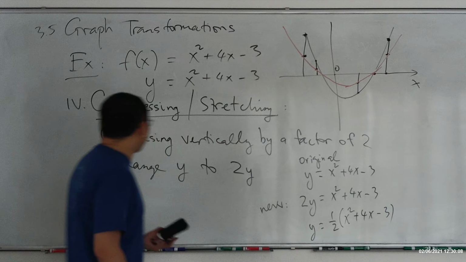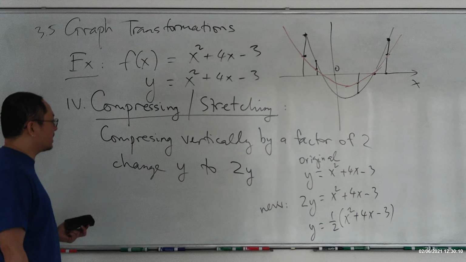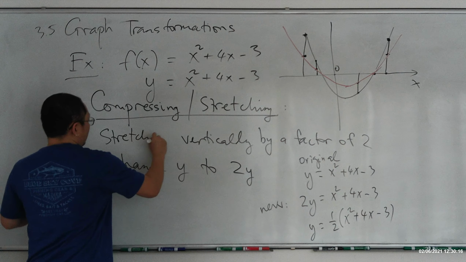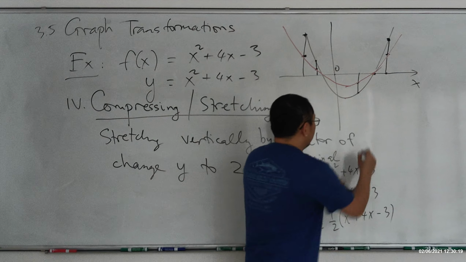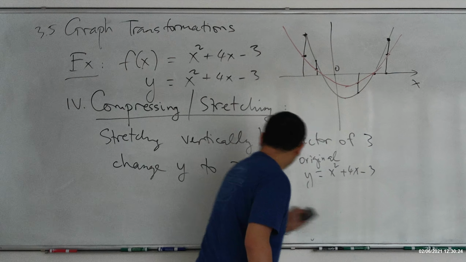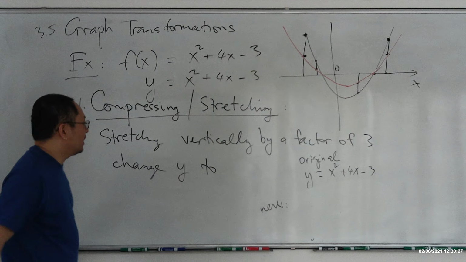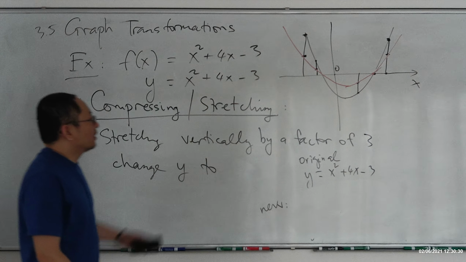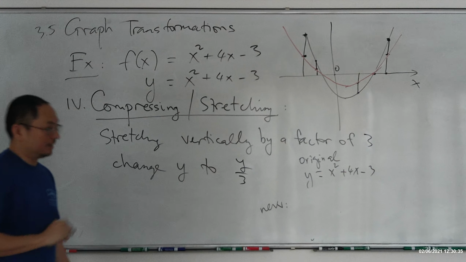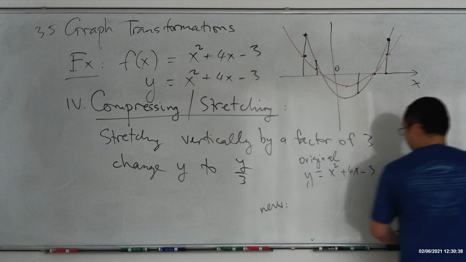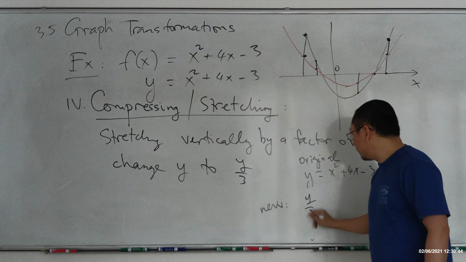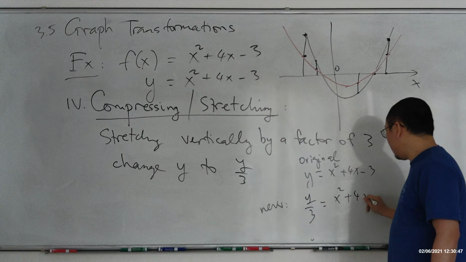Okay, so by similarity, if you want to stretch instead of compressing, now stretching vertically, say by a factor of 3, what do you change? You change y again, because vertically you change y, right? Now you stretch, you make it 3 times taller. Change y to y over 3, then the graph is going to be stretched vertically by a factor of 3. The new one is: y over 3 is equal to x squared plus 4x minus 3.